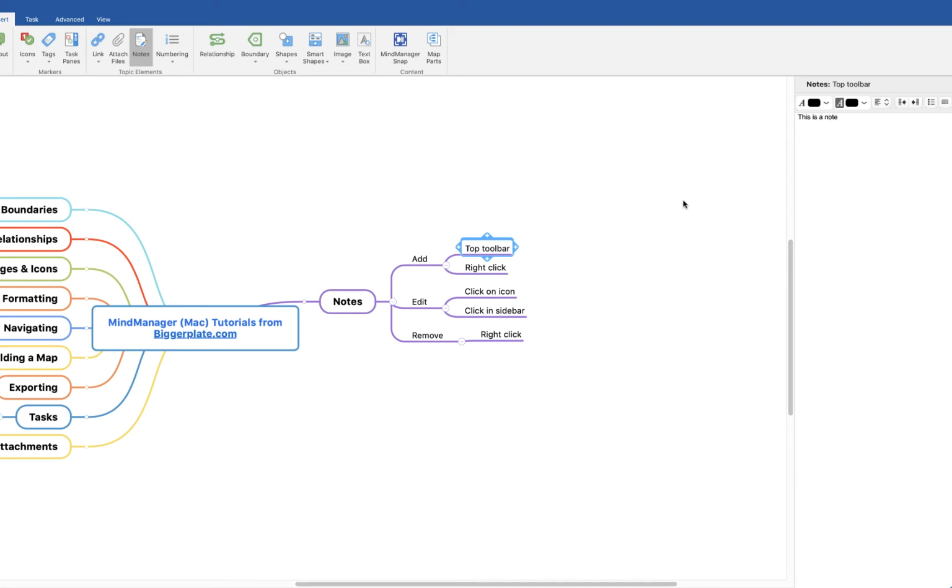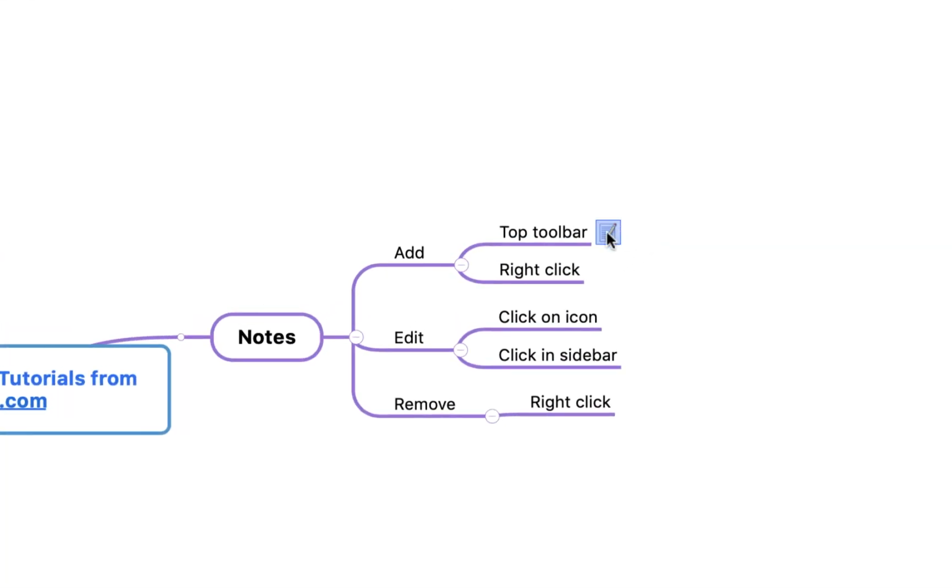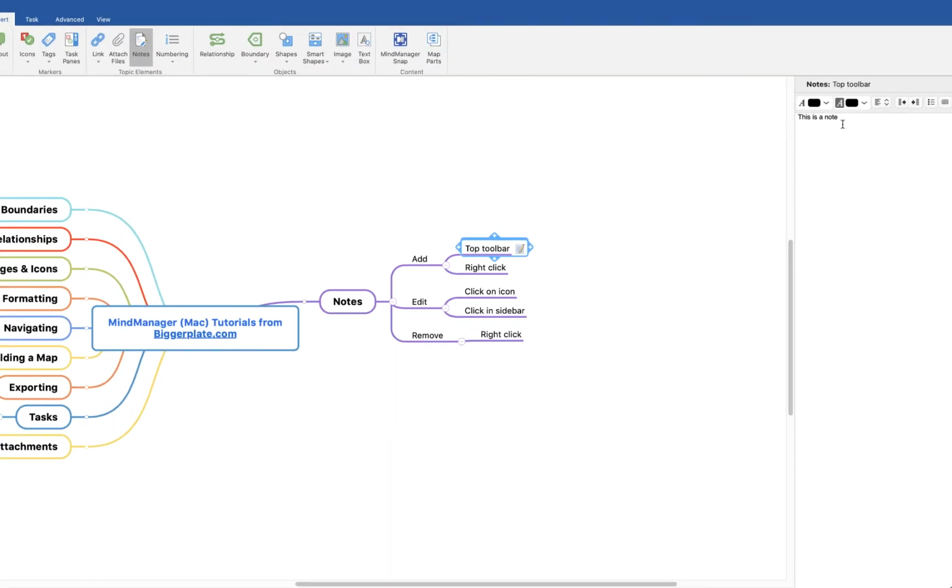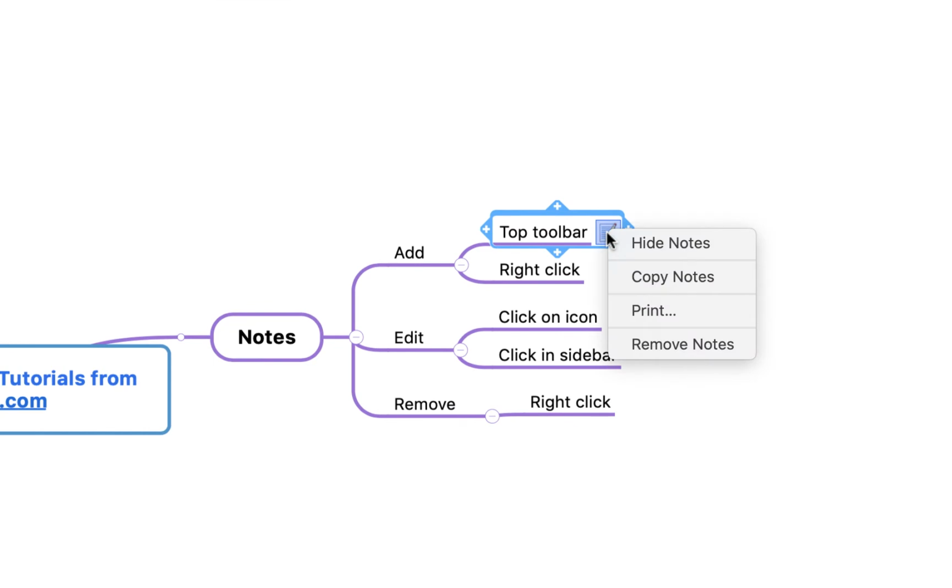And if I click off this toolbar, you'll see you get this little icon appear of a piece of paper and a pencil. And if I hover over it, the note itself pops out. So you can see it says, this is a note. I can then click on this note to edit it. So I can click into here to change the text within it. And then to delete the note, I can either delete the text within this sidebar, or probably simpler is to right click on the icon and remove the note.